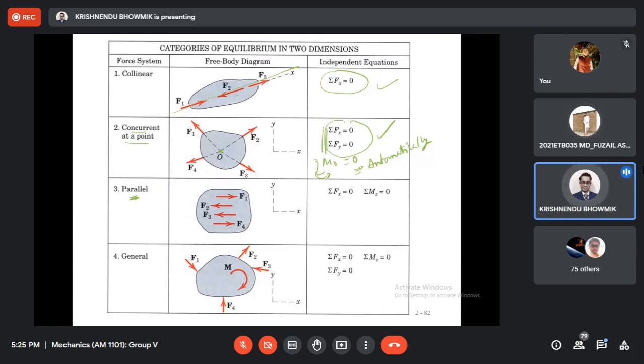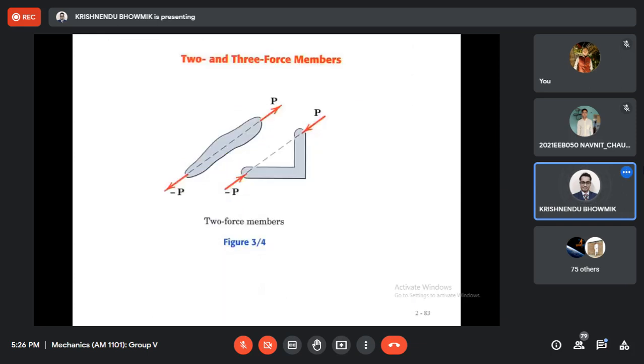Now, if it is parallel along x directions, then summation Fy = 0 is automatically satisfied. So take summation Fx = 0, summation Mz = 0. Why Mz = 0? Because these forces may create some couple. So these two conditions you have to satisfy. In the general case, when there are F1, F2, F3, F4 and moment, then summation Fx = 0, summation Fy = 0 and Mz = 0. Okay, two and three force members, try to understand this point.